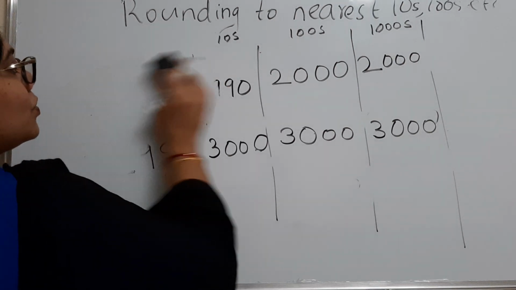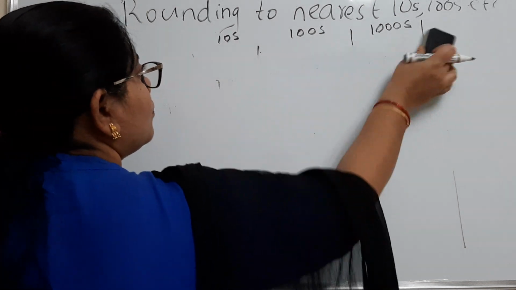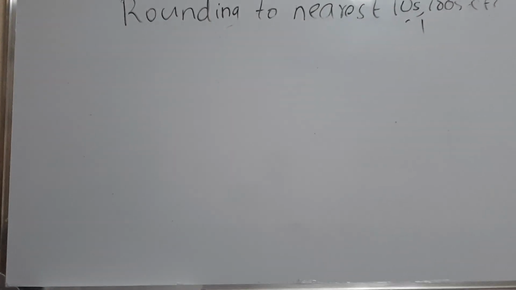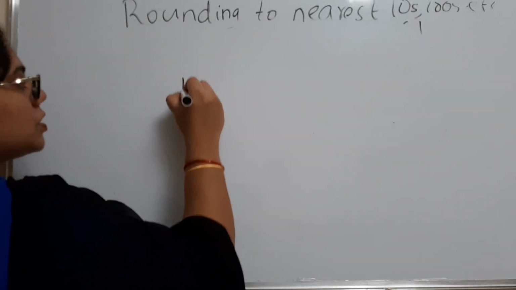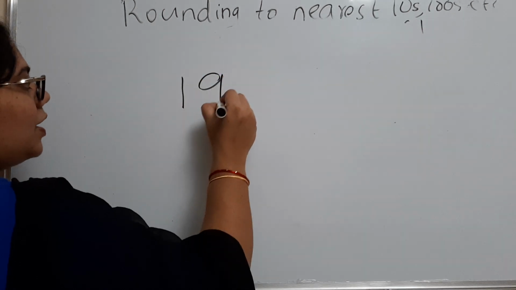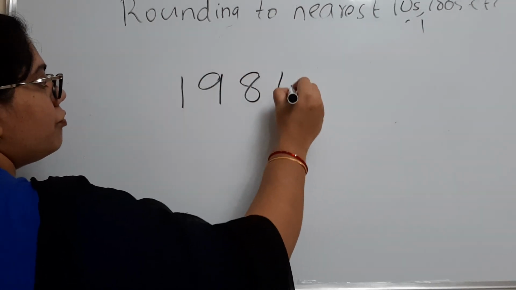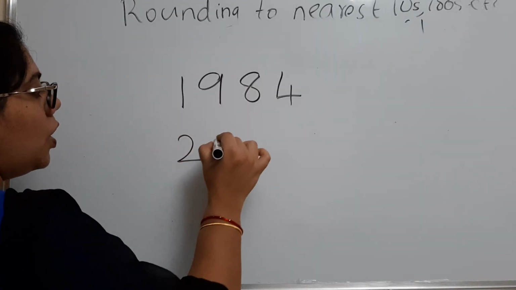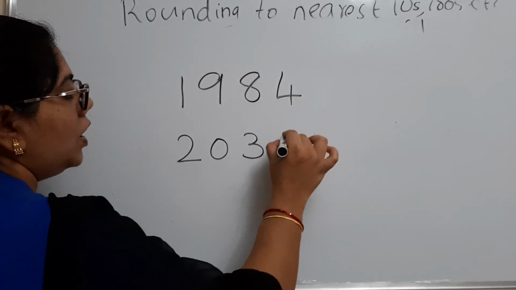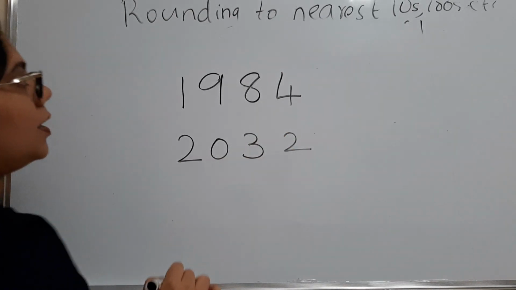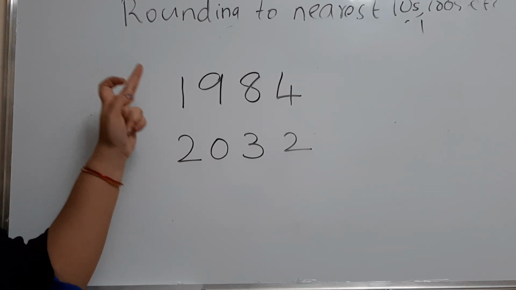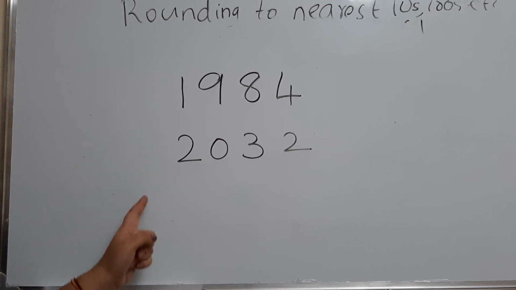So now I am going to give you questions and you want to write the answers in the comments. Okay. So the first question is 1984. Okay. Next question, 2032. Okay, these two questions, rounding to nearest tens, hundreds, thousands, both questions you do and write the answer in the comments. I will check.